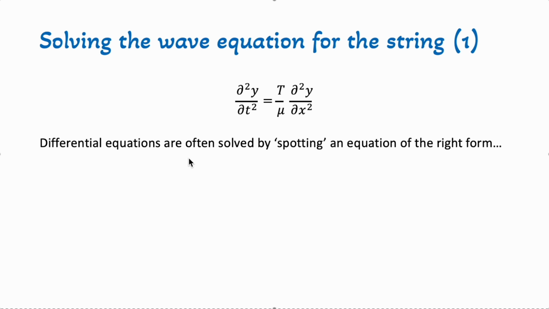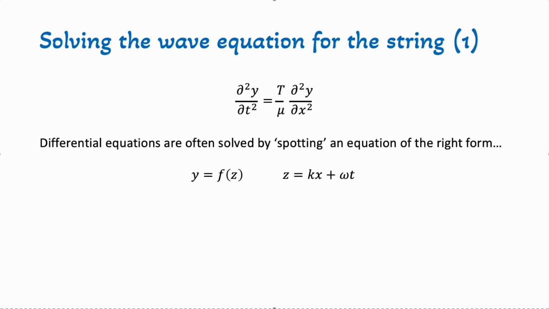And as I've written here, differential equations like this are often solved by spotting the right form of a solution. So in this case, if I write y is equal to f of z, where z is kx plus omega t, then this is going to help me greatly. k and omega are constants, and in order for this to be a solution to this equation, we'll see that k and omega have to have the right values, and we will find the constraint on the values of k and omega.